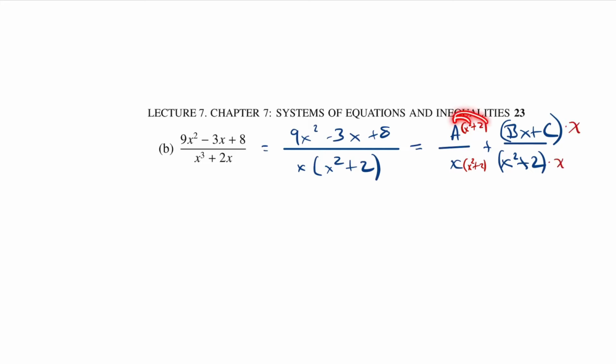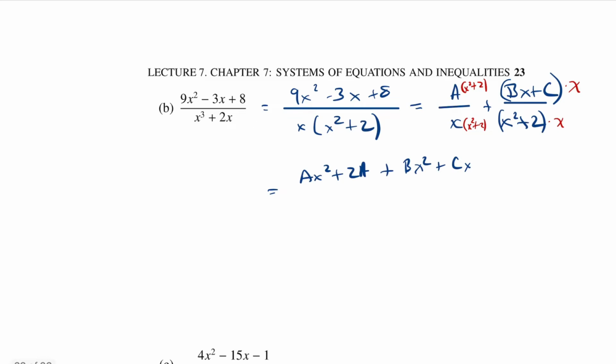So we have, I'm just going to work over here, ax squared plus 2a plus bx squared plus cx. All right, and now we're going to group. Let's group our x squares together. So we're going to bring the ax squared plus bx squared together, and the cx comes next, and then the constant goes last. And of course, we do have our LCD on the bottom still.